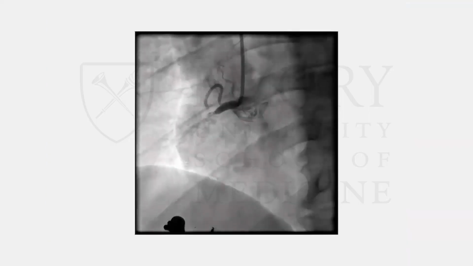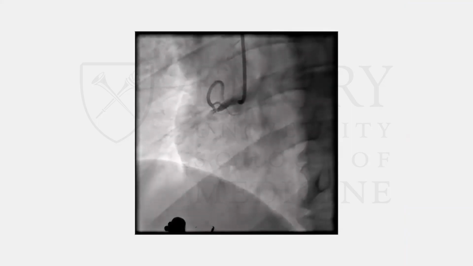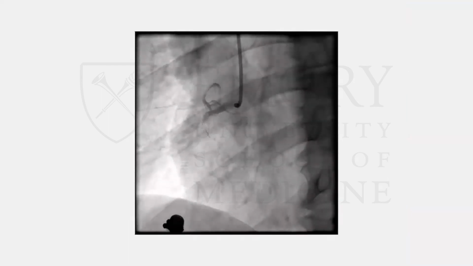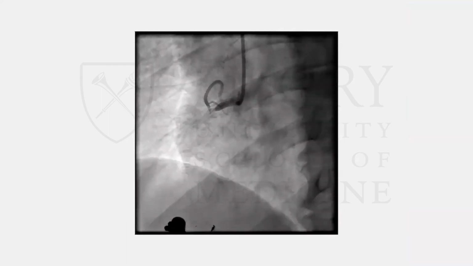Re-engagement of the RCA and subsequent coronary angiogram after the incidental thrombus aspiration shows improved filling in the sinoatrial branch of the RCA. At this point, the decision was made to go ahead and stent. After the RCA was stented with 2 stents, the patient had immediate relief of his angina.